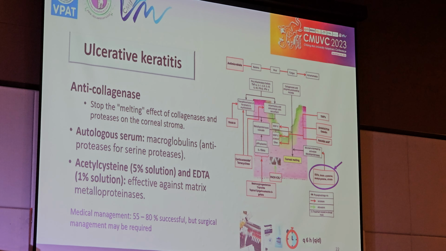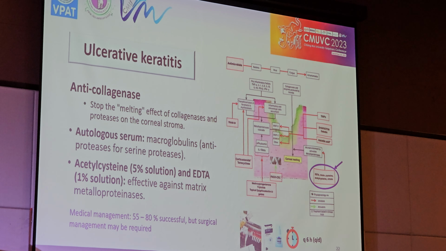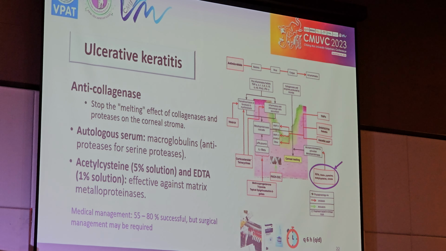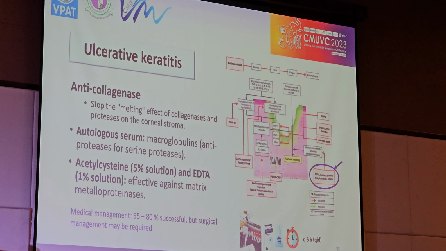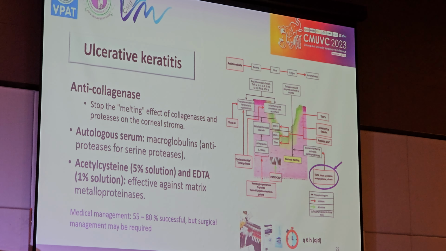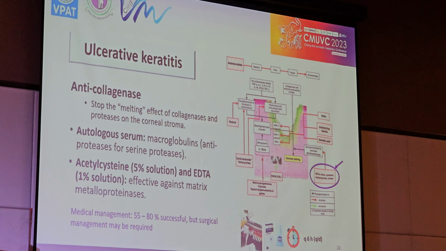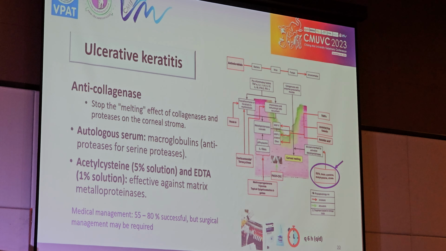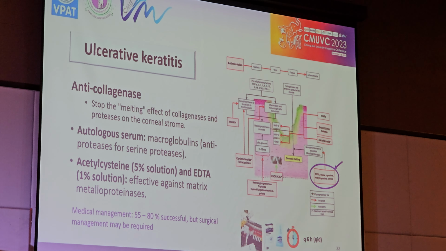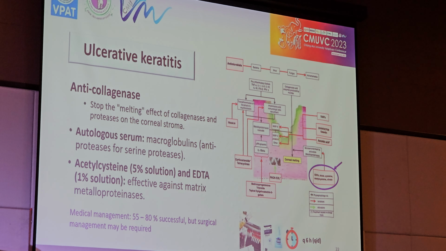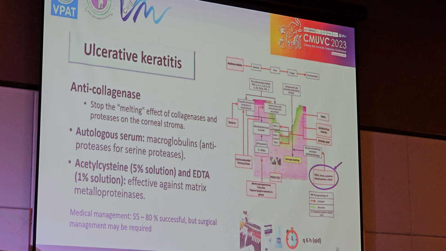And if, like I said before, corneal melting or keratomalacia is present, an anti-collagenase is also considered in addition. This drug helps to stop the melting effect of collagenase and protease on the corneal stromal collagen. Examples of anti-collagenase are autologous serum, which contains alpha-2 macroglobulin, an anti-protease, and also acetylcysteine or EDTA, which are both effective against matrix metalloproteinases, the enzymes that destroy the stromal collagen, and can stop the melting process.